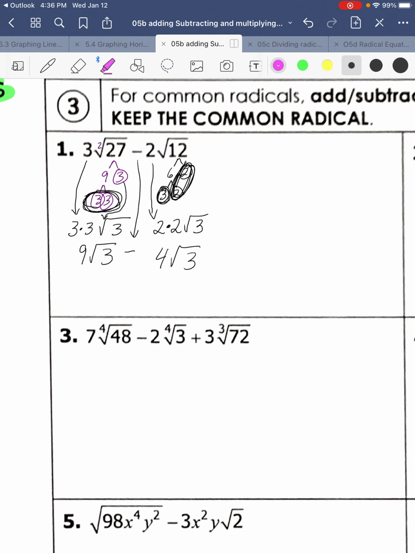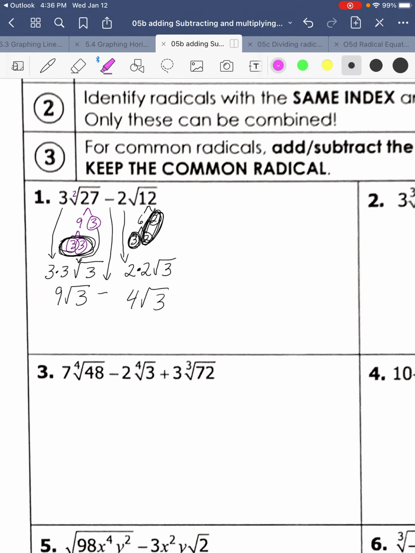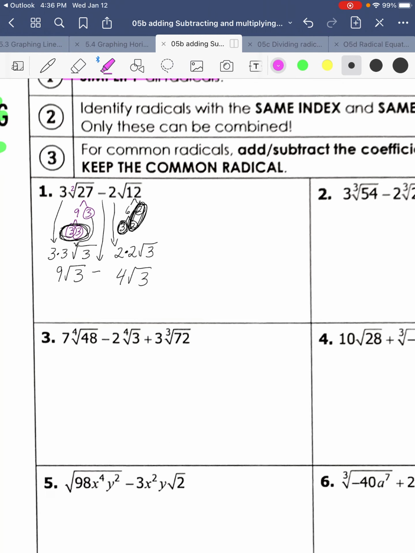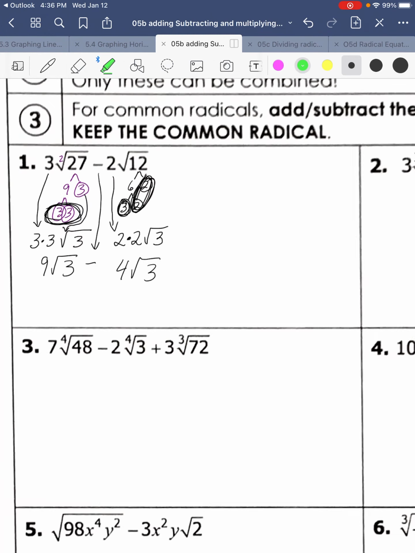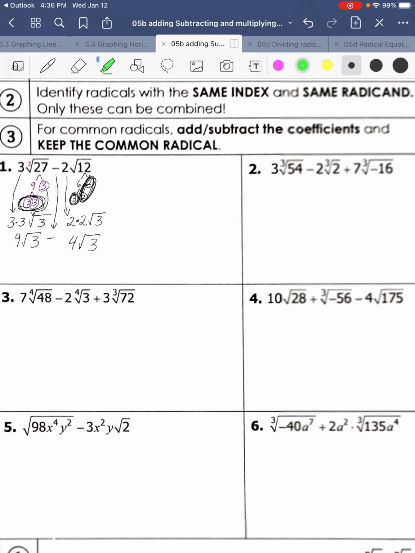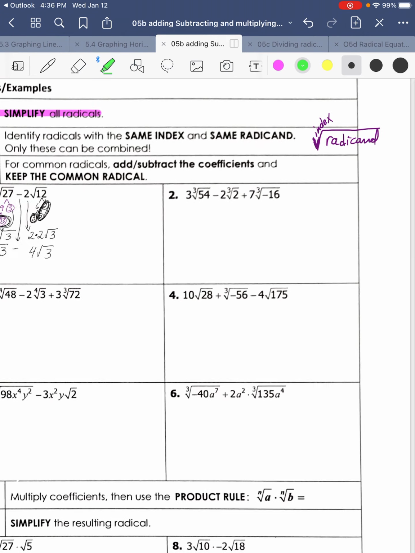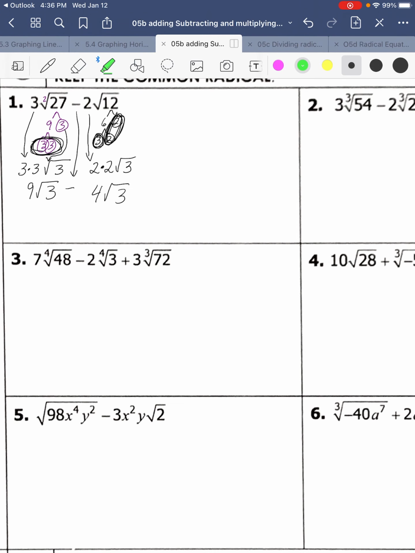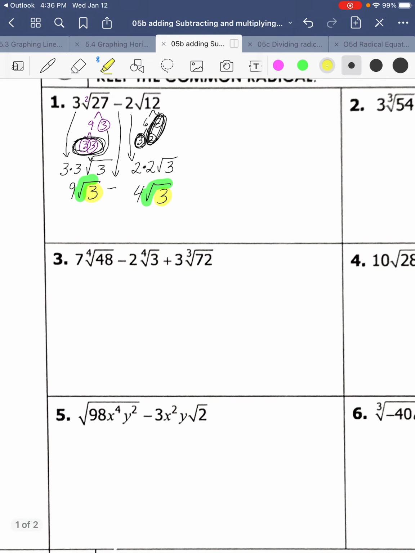So now we look at step 2. Identify the radicals with the same index and same radicand. So let's look at that. So the same index, so index is the square root. So both are square roots. And then radicand, what's underneath has to be exactly the same, underneath the square root. So those are both square roots of 3, so that's good.